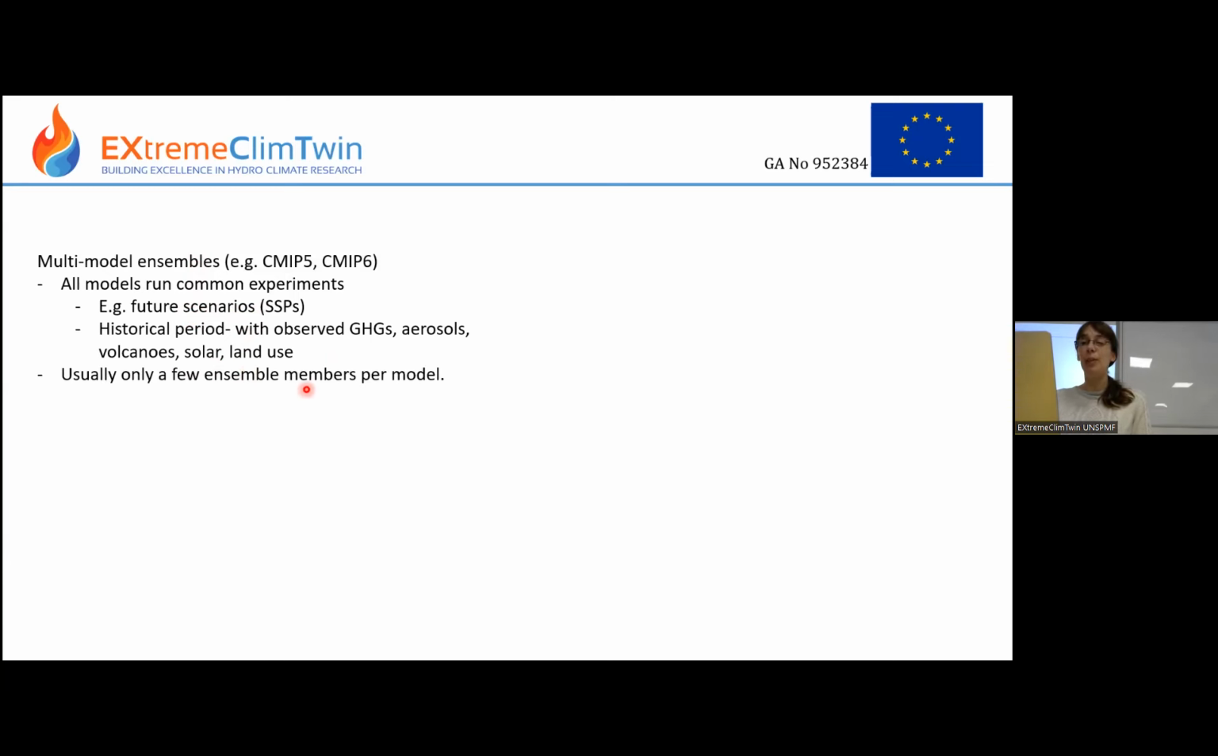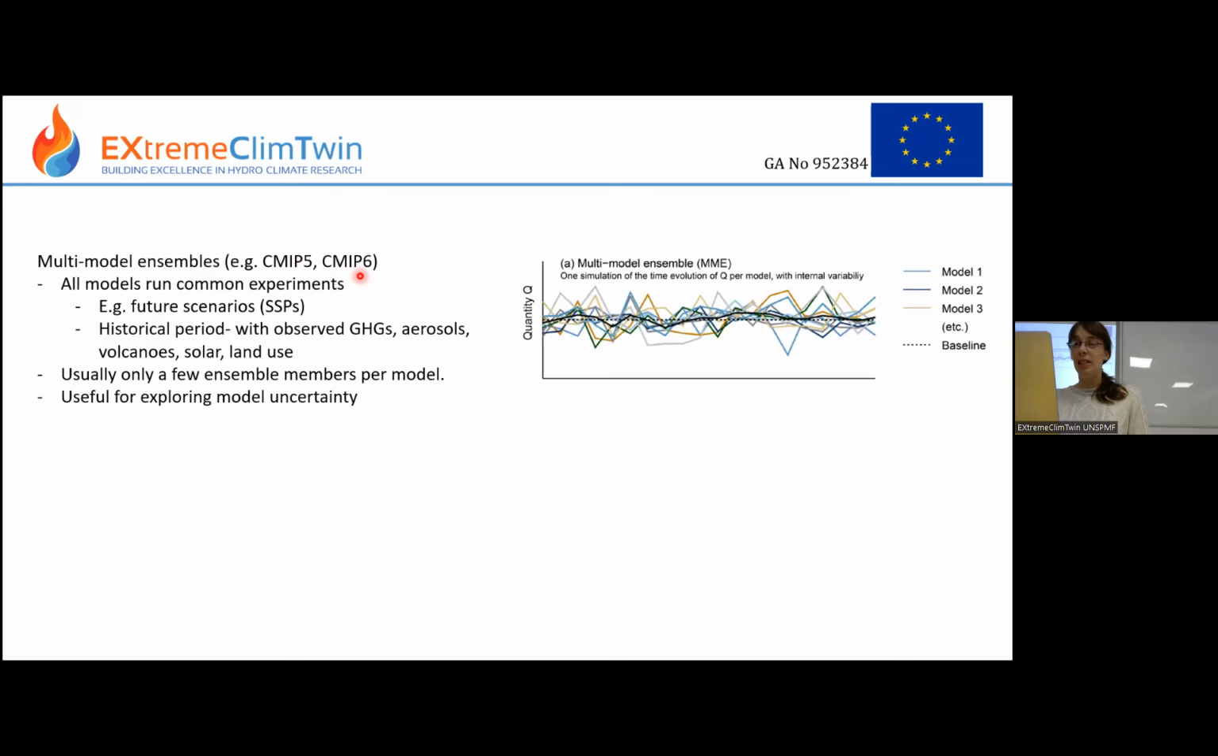Generally, each model only contributes a few ensemble members. In CMIP5, they tend to contribute 1 to 10. For CMIP6, there are some larger ensembles. And as I said, this is useful for exploring model uncertainty. This is the same diagram as before, but for multi-models, so each different color is a different model. You'll get differences partly due to choice of model, and they also still have their own internal variability, which also contributes to making differences between them.